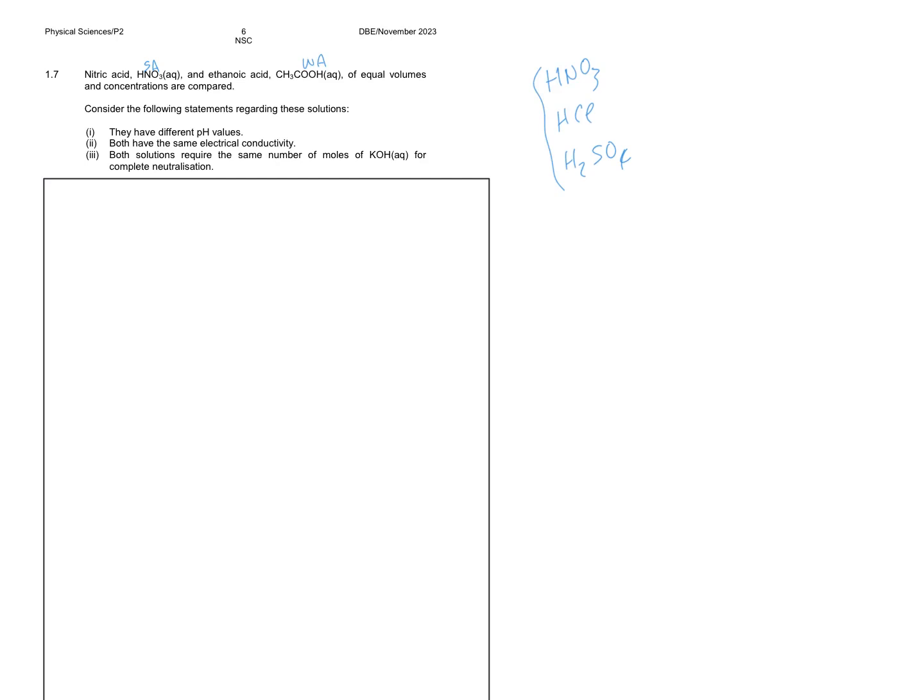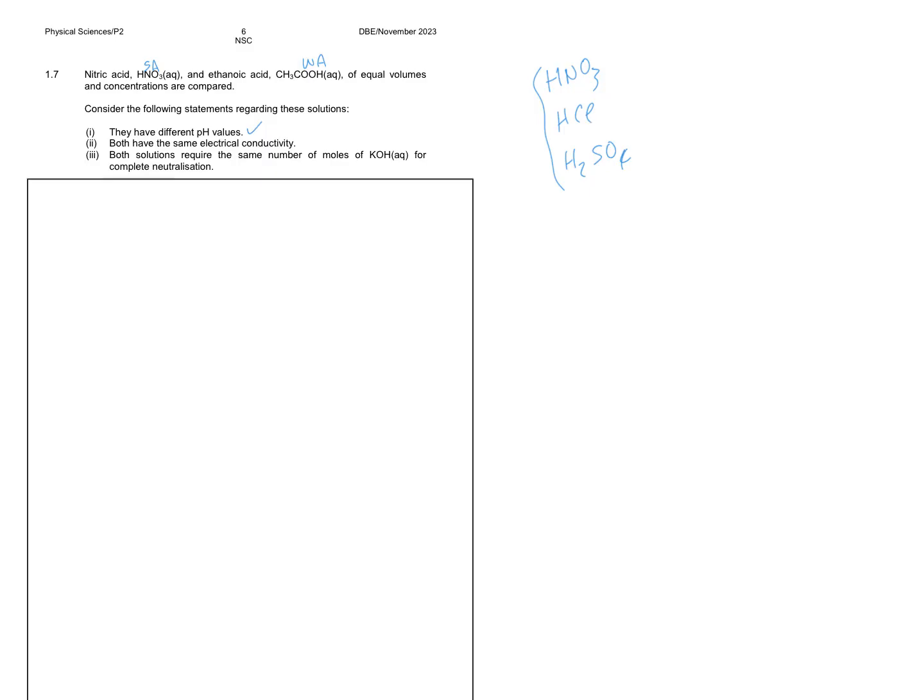Consider the following statements. They will both have different pH values. The pH of the strong acid will be lower than the pH of the weak acid. Both will have the same electrical conductivity. That sounds a bit scary, but basically what they're saying is both of them will form ions to the same degree, which is not true, because a strong acid will ionize completely to form a high concentration of H3O+. A weak acid doesn't do that. So they don't have the same electrical conductivity.